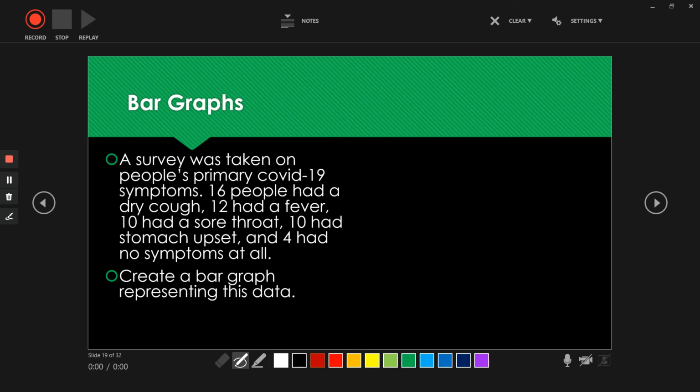All right. A survey was taken on people's primary COVID-19 symptoms. 16 people had a dry cough, 12 had a fever, 10 had a sore throat, 10 had upset stomach, and 4 had no symptoms. Let's create a bar graph, okay?